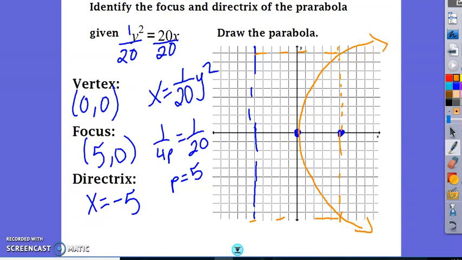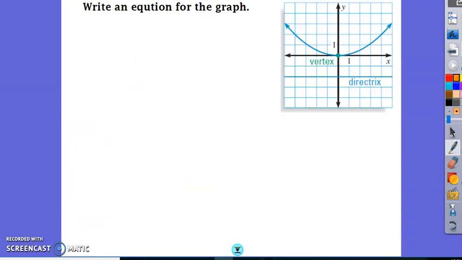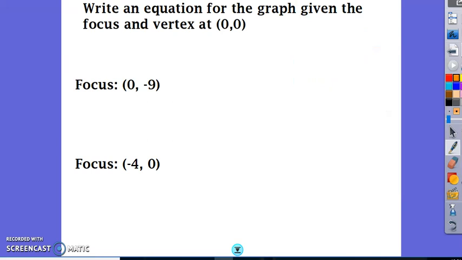I went through that kind of quickly. My video only gives me 15 minutes. I'm at 12, so I'm going to go to one of these examples first.